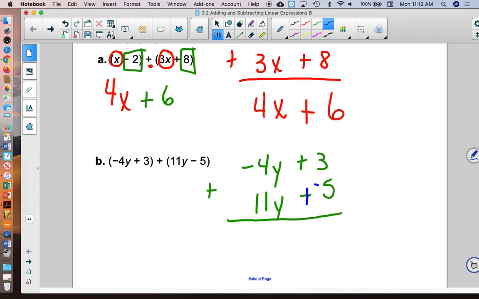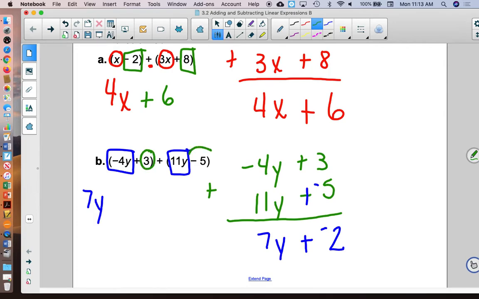Looking at the y's, how many y's do I truly have, Justin? 7y. And I've got a negative 5 and a 3. Negative 2. Good. Okay. I can do the same thing right here. I've got negative 4y, and I have 11y, which gives me my 7y. I have positive 3 and a negative 5. Either way, I come back with the same answer.